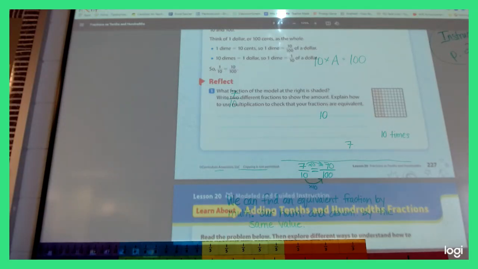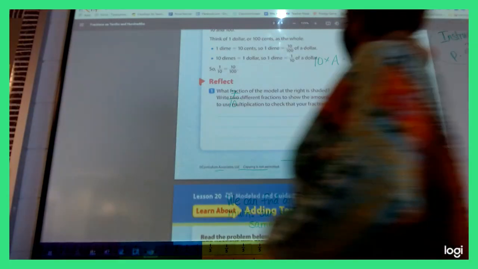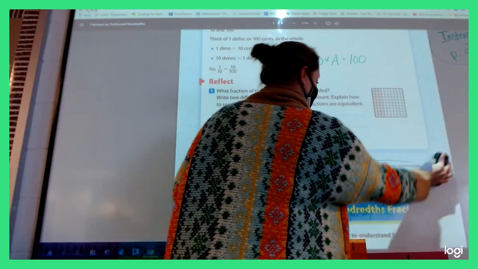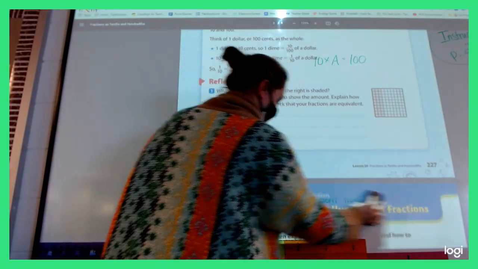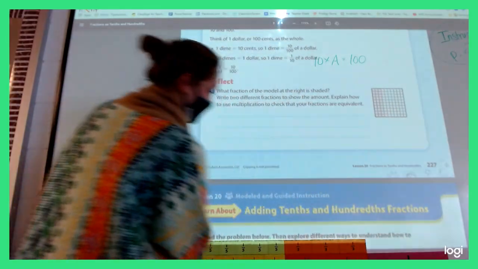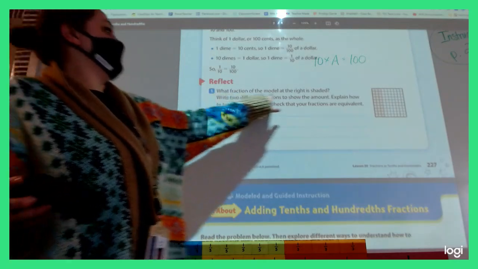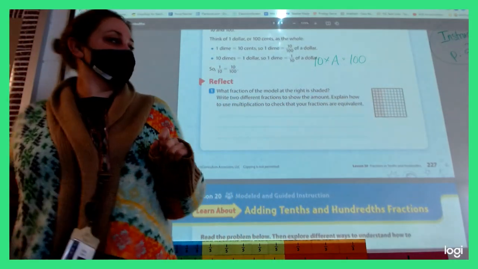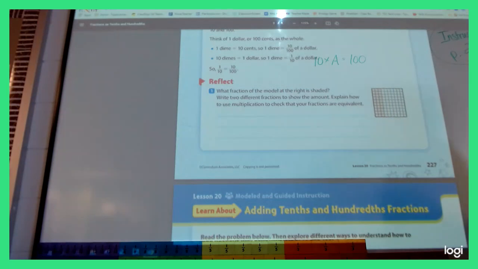So, we kind of did skip over this page because I just want to show you this last picture here. Number 1 at the bottom. It's okay. We gotta keep going. What fraction of the model at the right is shaded? And we're going to write 2 different fractions.